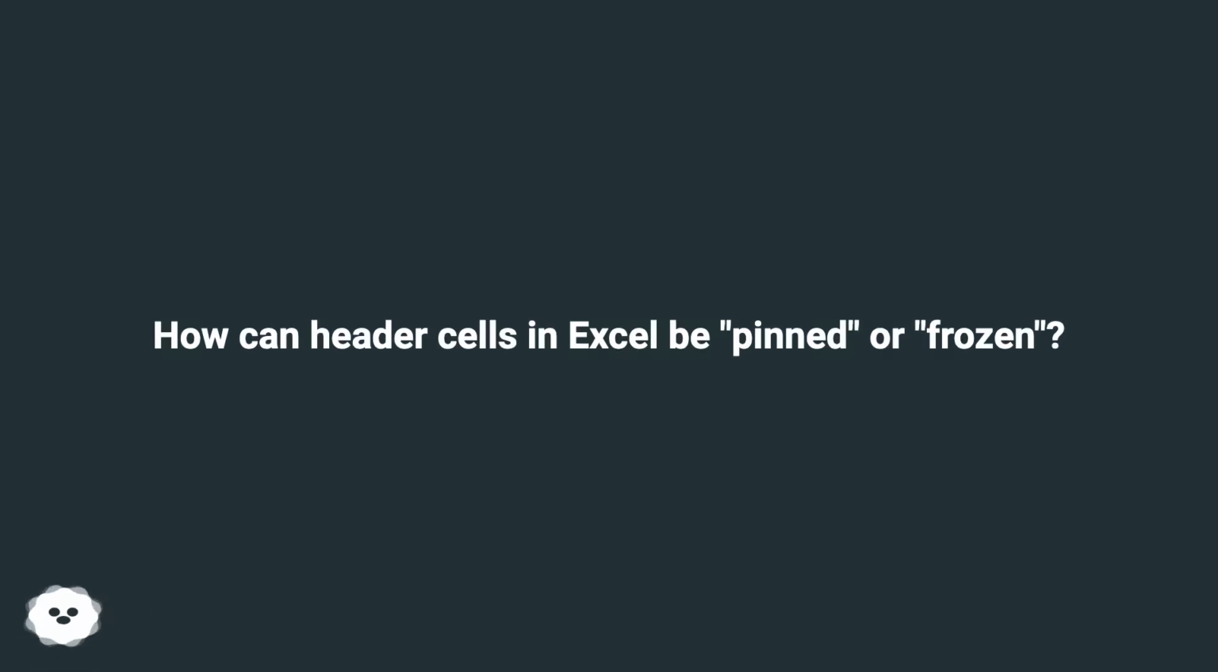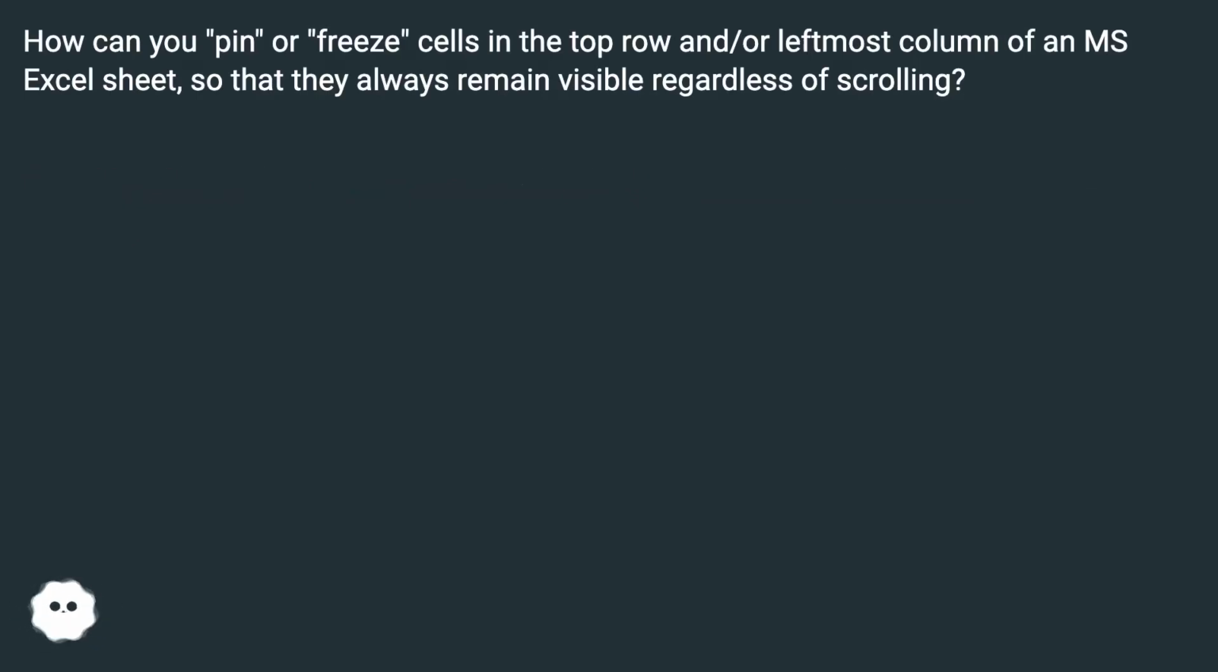How can header cells in Excel be pinned or frozen? How can you pin or freeze cells in the top row and/or leftmost column of an MS Excel sheet so that they always remain visible regardless of scrolling?